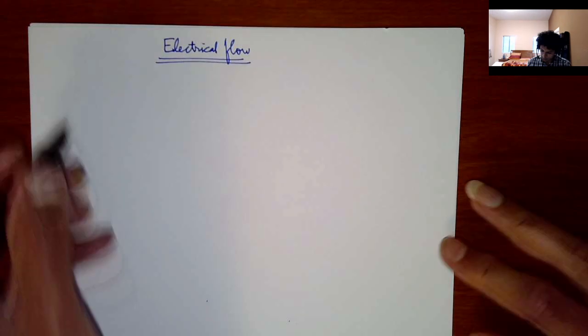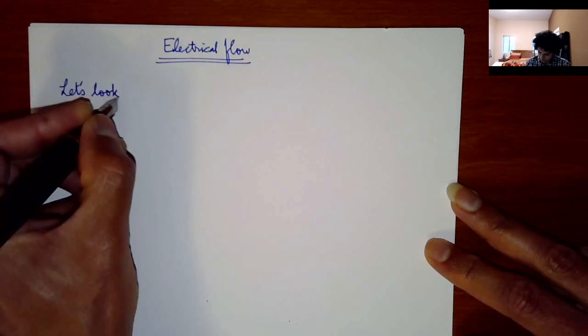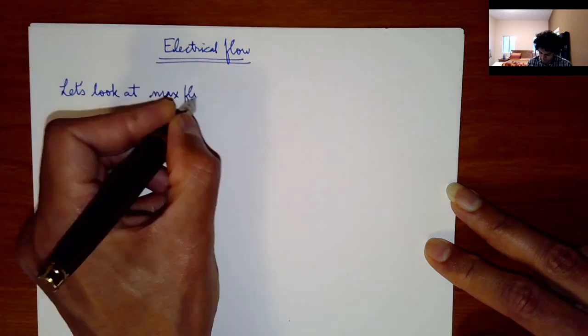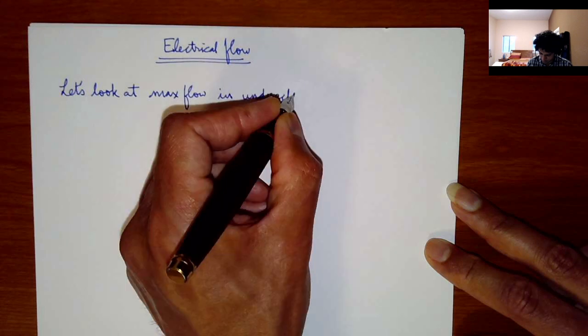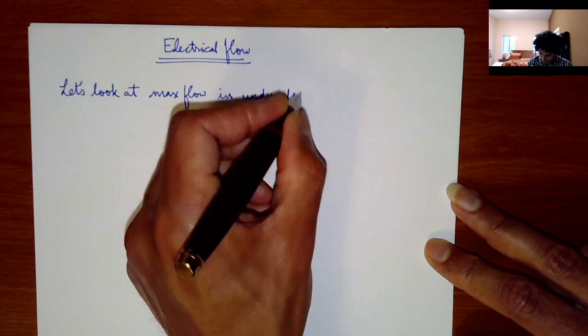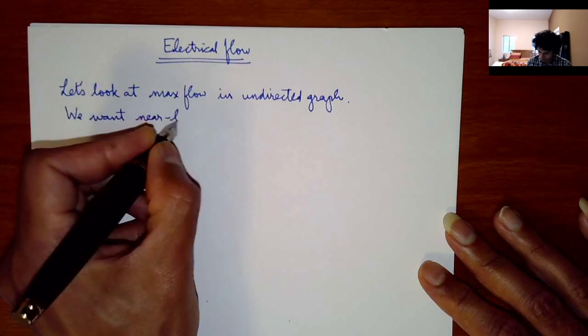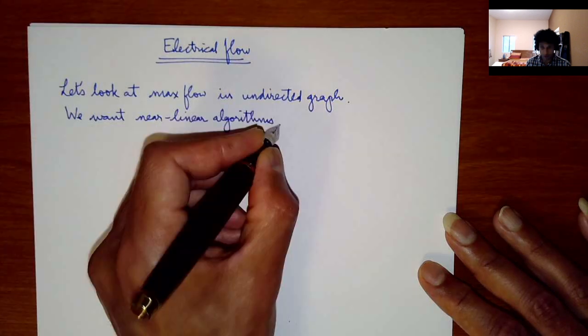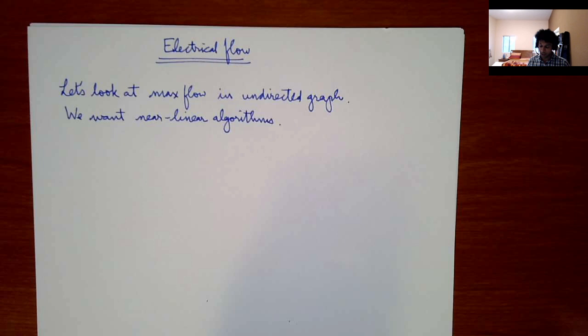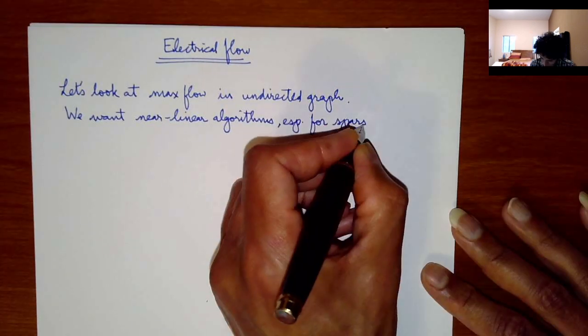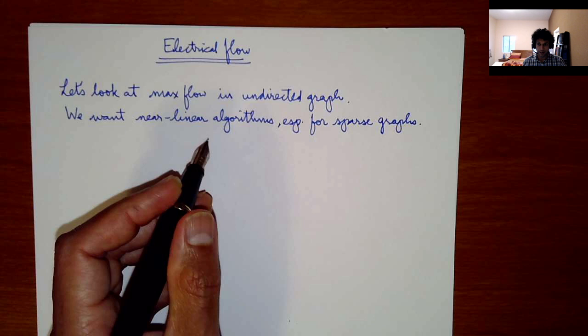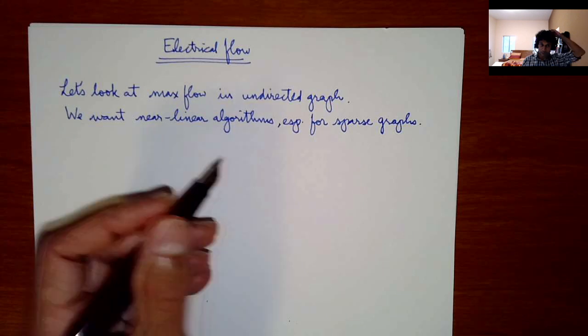So let me motivate this by the things that we've done so far. Let's look at max flow in an undirected graph. Sort of the classic problem, and we want near linear algorithms. So there are polynomial time algorithms, but we want near linear algorithms, especially for sparse graphs. And there have been recent advances in that which use a different kind of flow that I want to talk about. So it's convenient to think of it differently.